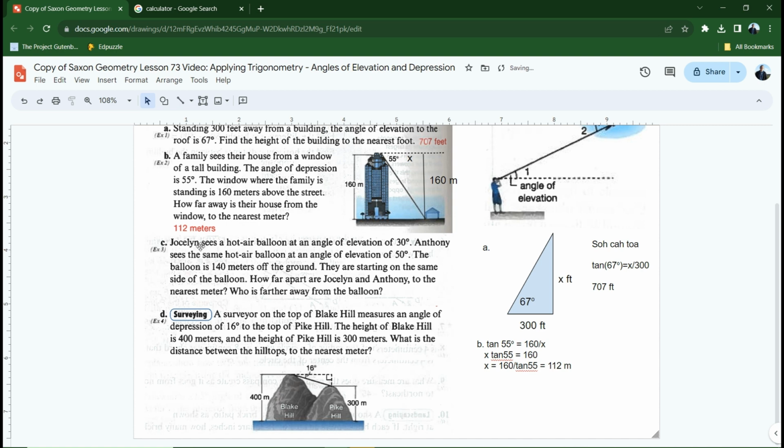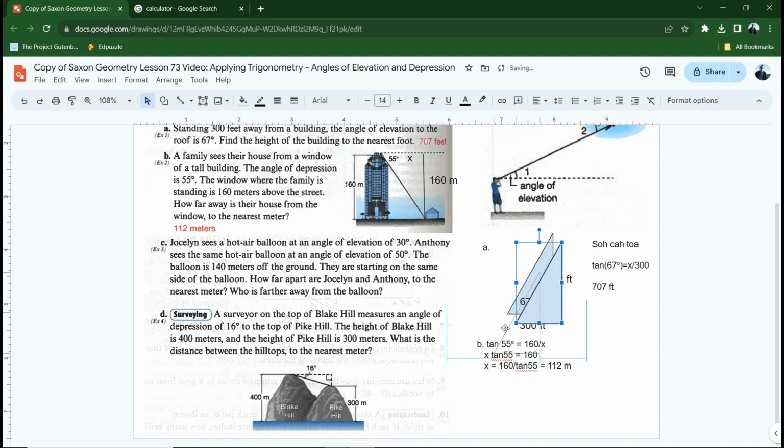There we go. Jocelyn sees a hot air balloon at an angle of elevation of 30 degrees. Anthony sees the same hot air balloon at an angle of elevation of 50 degrees. The balloon is 140 meters off the ground. They are starting on the same side of the balloon. How far apart are Jocelyn and Anthony to the nearest meter? We are going to have to solve two right triangles to figure this one out. So it's going to be angle of elevation, and we're doing 30 degrees and 50 degrees.